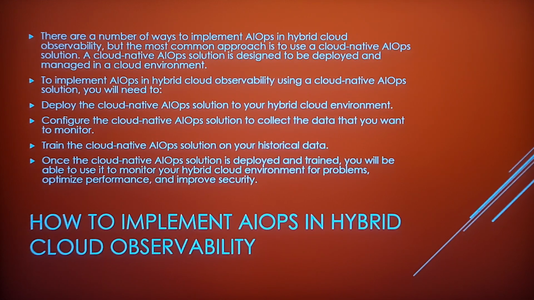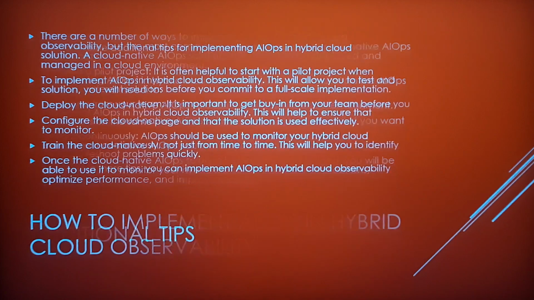To implement AIOps in hybrid cloud observability using a cloud native AIOps solution, you will need to deploy the cloud native AIOps solution to your hybrid cloud environment. Configure the cloud native AIOps solution to collect the data that you want to monitor. Train your cloud native AIOps solution on your historical data. Once the cloud native AIOps solution is deployed and trained, you will be able to use it to monitor your hybrid cloud environment for problems, optimize performance, and improve security.